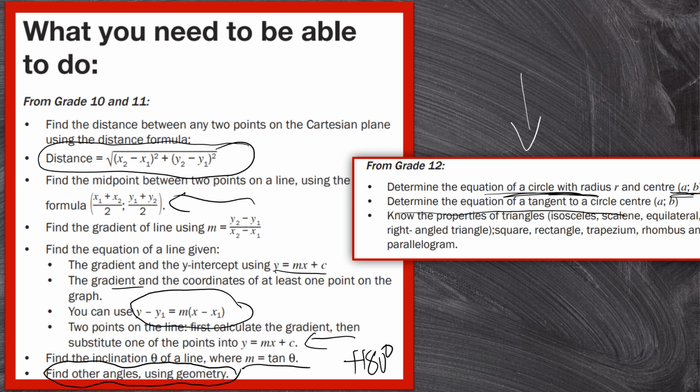You must also know the properties of triangles: isosceles, scalene, equilateral, right-angled triangle. We focused on this when we were doing our Euclidean geometry. If you haven't watched that session, make sure that you watch it so that you have full knowledge on this. Also the properties of square, rectangle, trapezium, rhombus, and parallelogram. Don't forget analytical geometry comes with plus or minus 40 marks in your paper 2. That's all you need to know thus far.